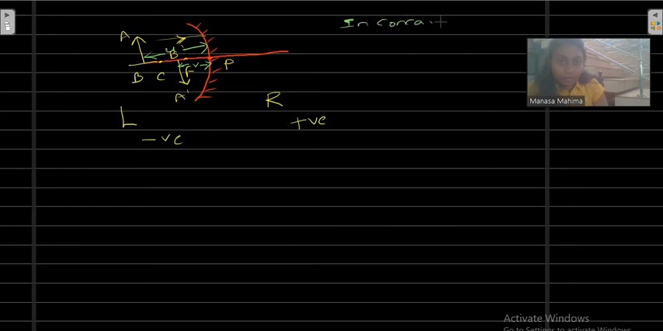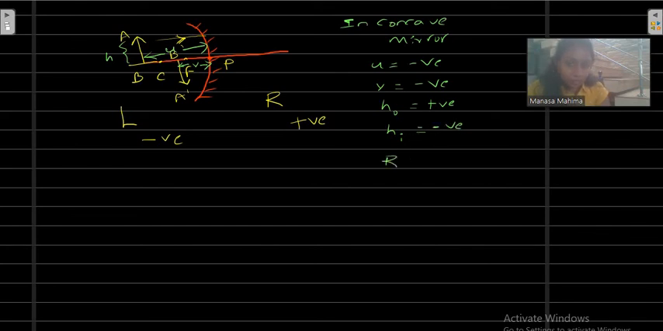So in concave mirror, what do I need to take? U is always negative as well as V is also negative. And the height of the object in this case is positive, and the height of the image, since we are getting an inverted image, we have to consider to be negative.